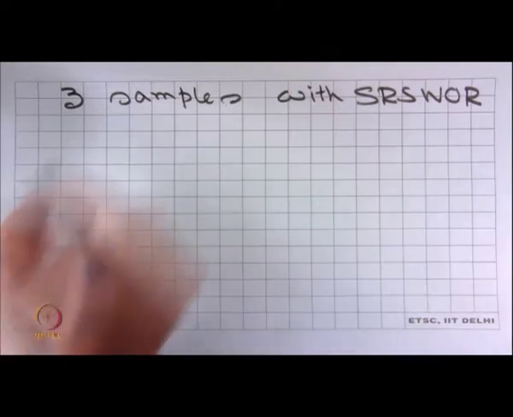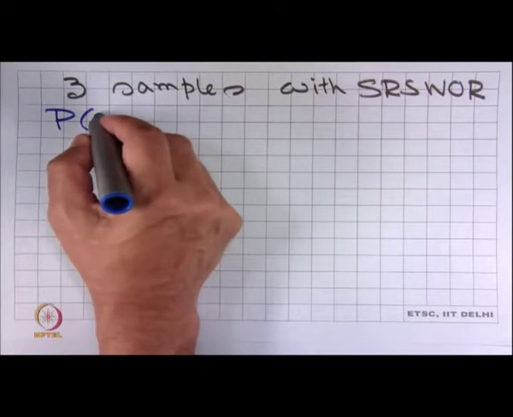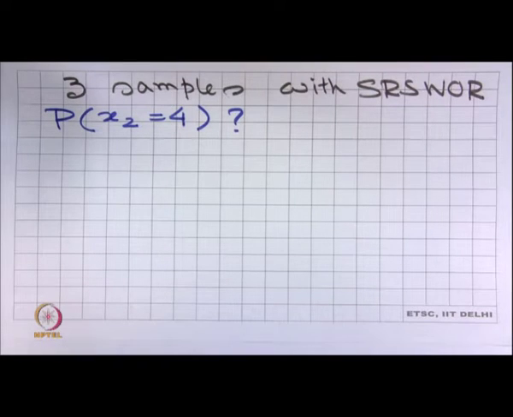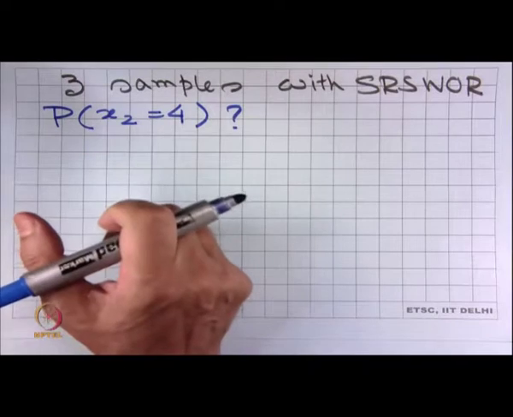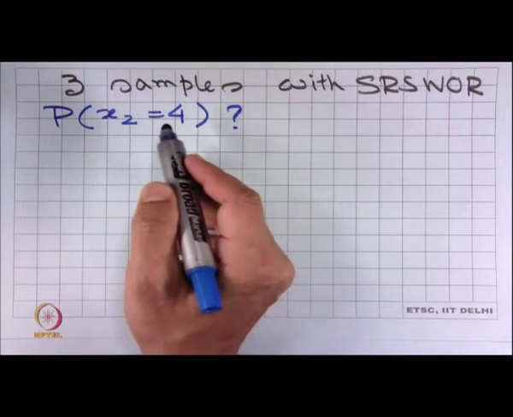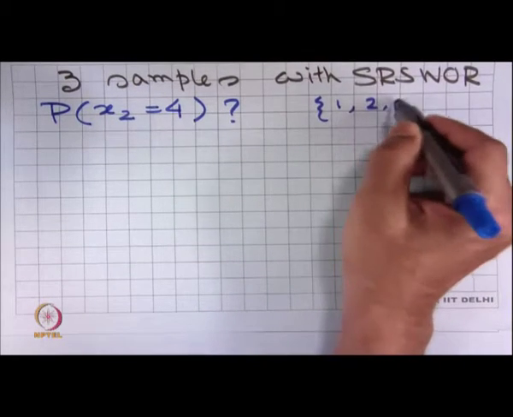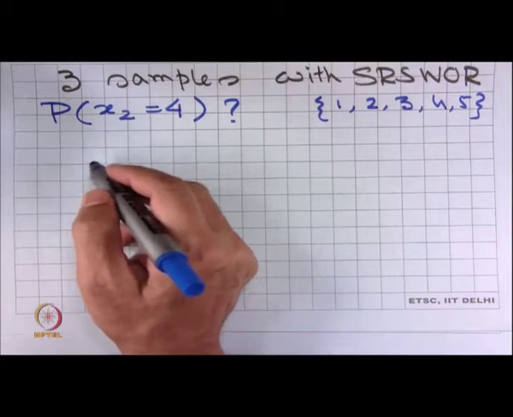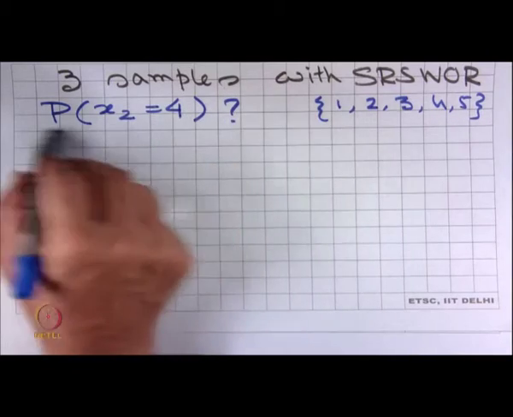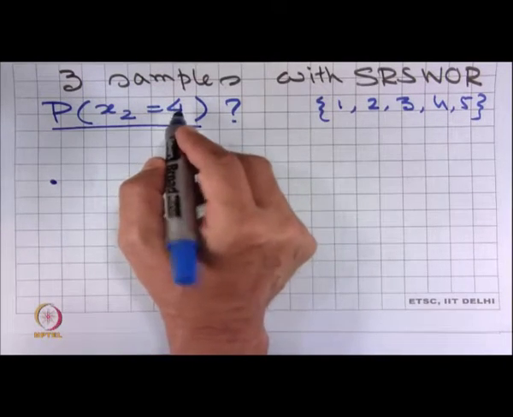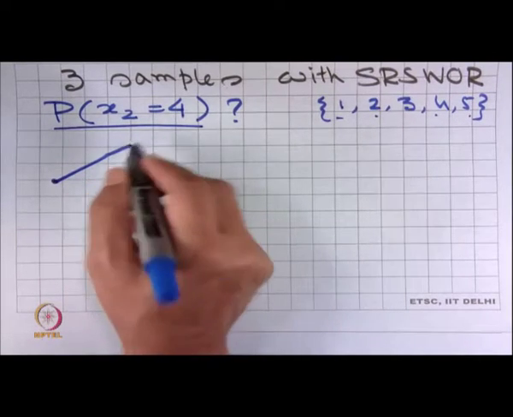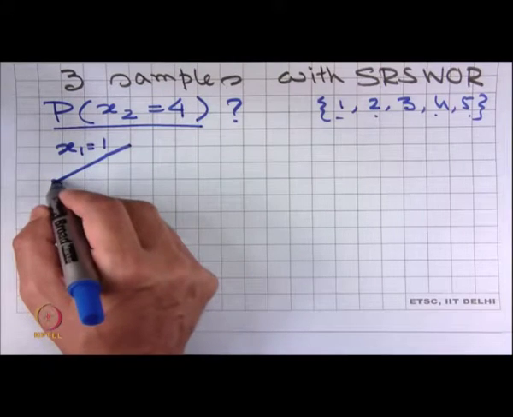Now, my question is, what is the probability that the second sample is equal to 4? I am doing it for the second because for the first, in any case we understand that if I am taking one from this population, then each one of them under simple random sampling has probability 1 by 5. Now, I want to show that this probability is also 1 by 5. Now, second sample equal to 4 means the first sample is not 4, it is one of the remaining things. Therefore, it can happen in the following ways.